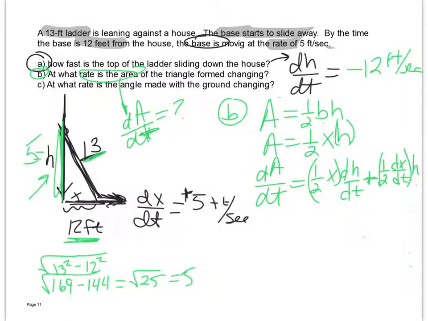Now, erase some of these extra underlines. Now we can substitute in what we know. We're looking for dA/dt, so that one we are leaving. Now, do we know x? Why, yeah, it's 12 at the moment we care about anyway. dh/dt, now that we needed.